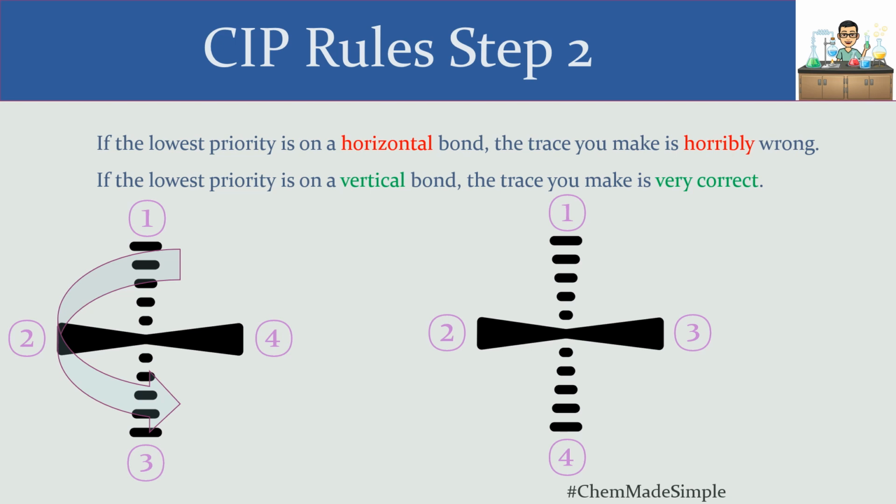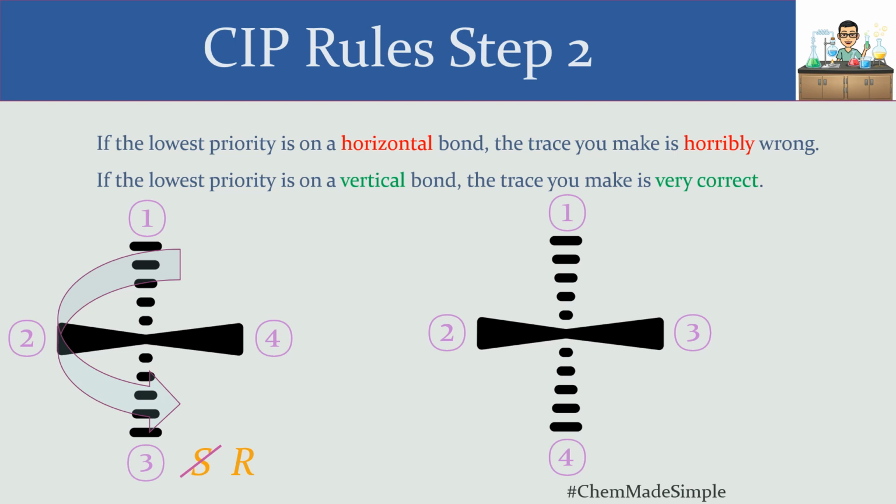And so if I make a trace from 1 to 2 to 3, that's going to be in an S orientation. But the molecule that I have has that lowest priority substituent in a horizontal bond. So that means whatever configuration I just found is not correct. It must be the other one. Remember, there are only two possibilities here. So for this particular molecule, it would be the R version or the R isomer of the molecule.